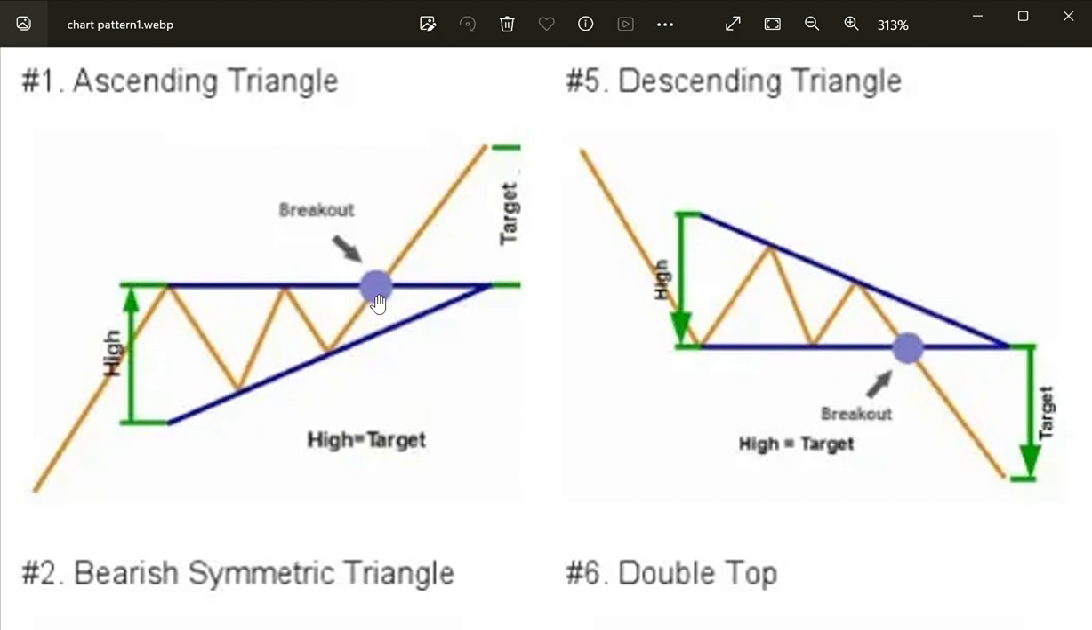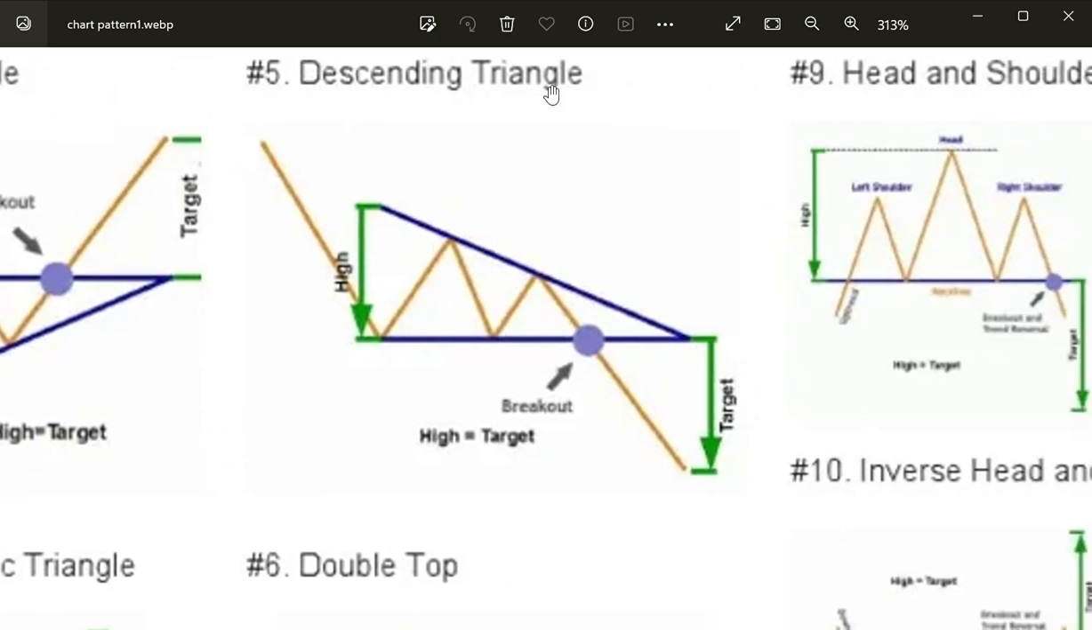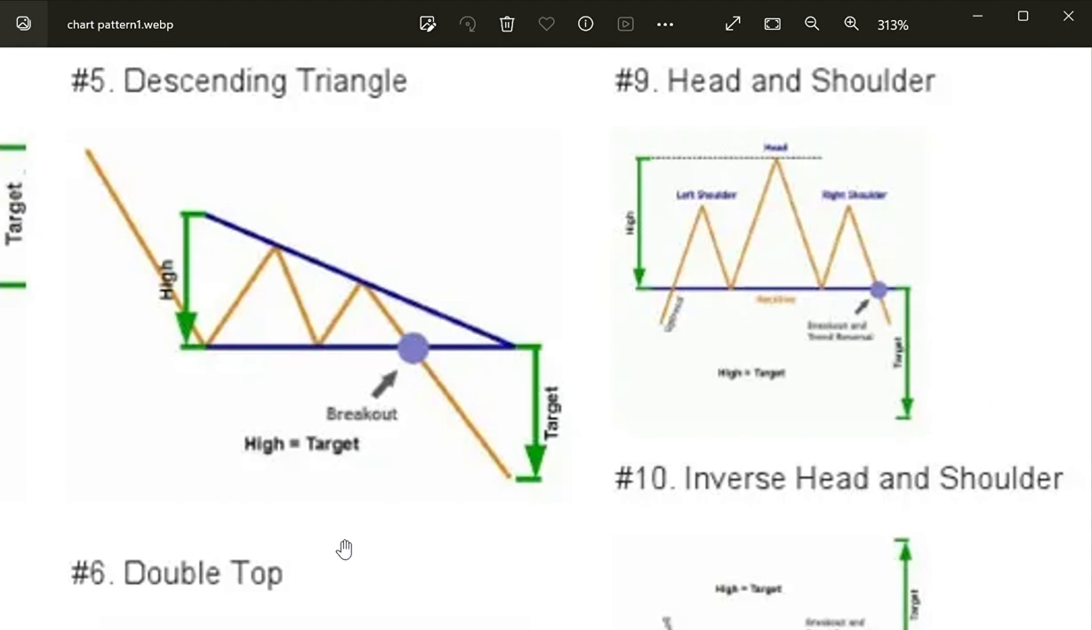The price was bouncing in here, and like I said, it formed a triangle, and then the price broke up. It was ascending. Descending triangle is the same thing, just the price was descending, it bounced in here and got rejected down.